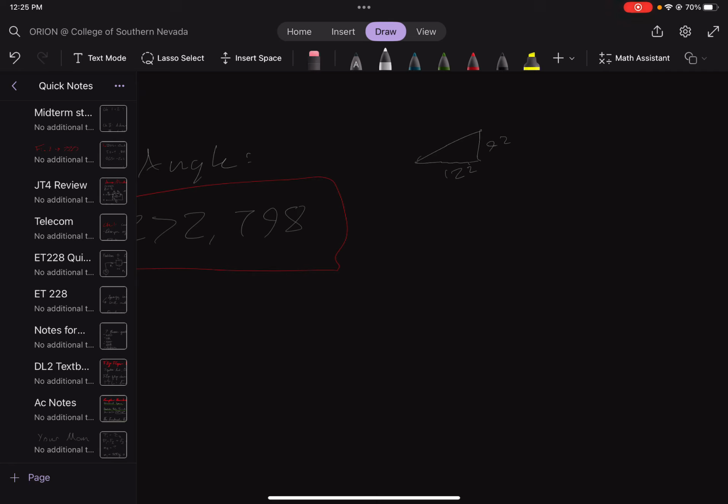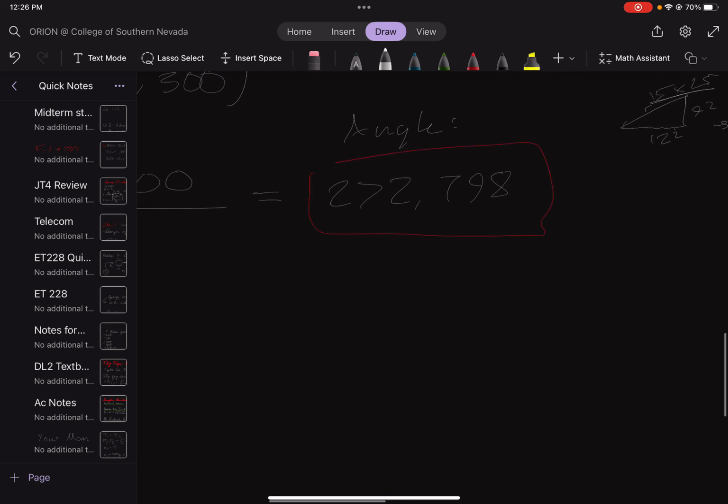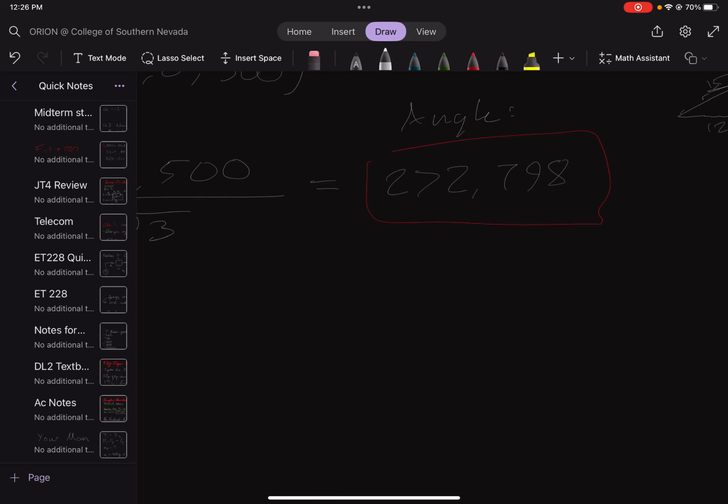So 144 plus 81 is 225, and the square root of 225 equals 15. So we know with basic math that the area is the same. So the only thing that could increase this value then, right, is what I proved before, the difference in angle. So it must be closer in angle.